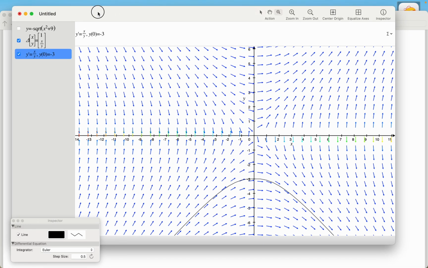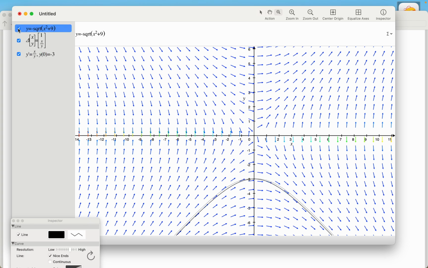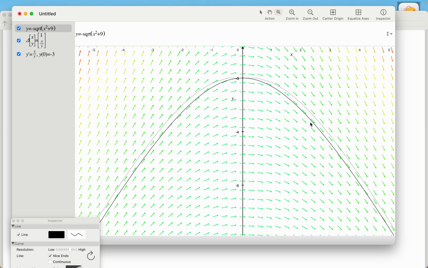Let me go through the inspector now, and see what the step size is. Well, the step size is 0.5. That's a pretty big step size, by the way. But I also want to graph out the solution we got, which was the opposite of the square root of x squared plus 9. And if you look at the bottom line, let me zoom into a region of it, like this region over here. You'd see there's separation over here.